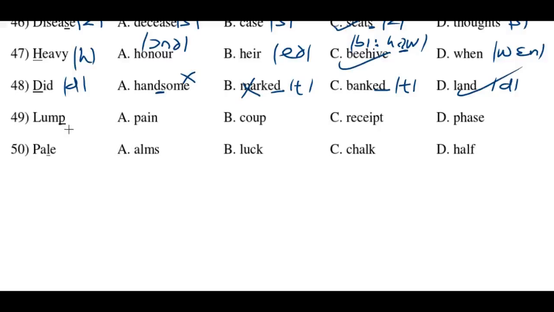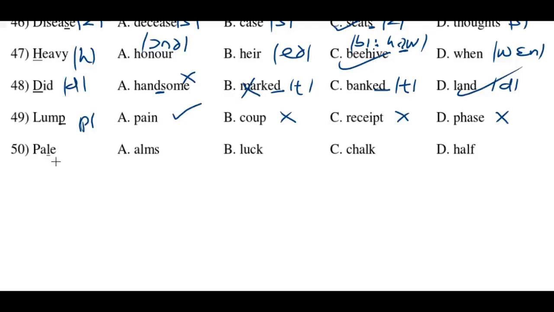Now we have 49. Lump. We have pain. We have cool. P is silent. We have receipt. P is silent. And we have phase. P is silent. So the answer is pain.